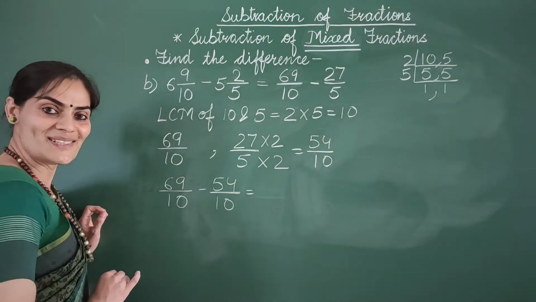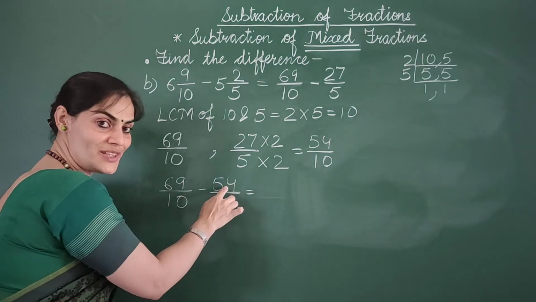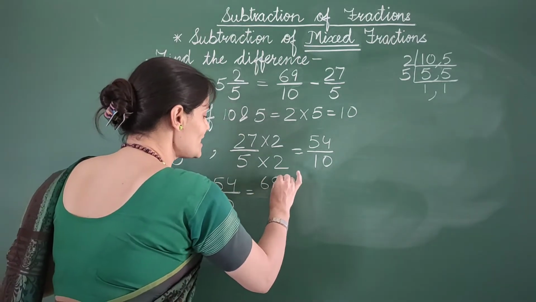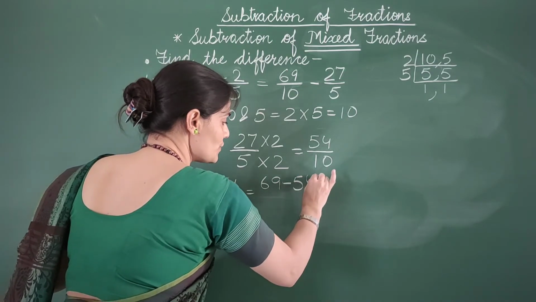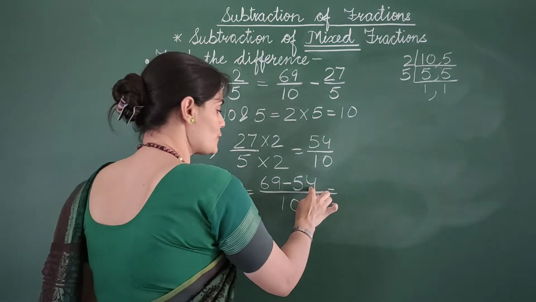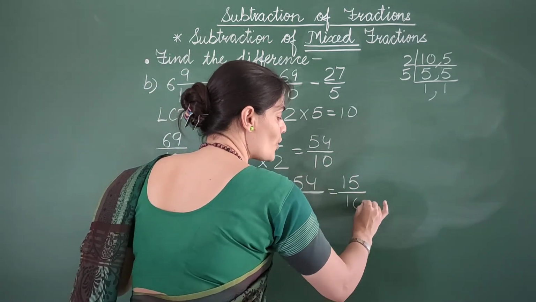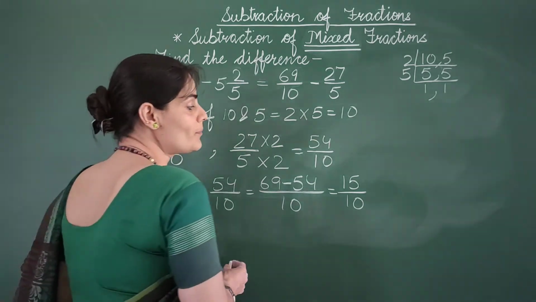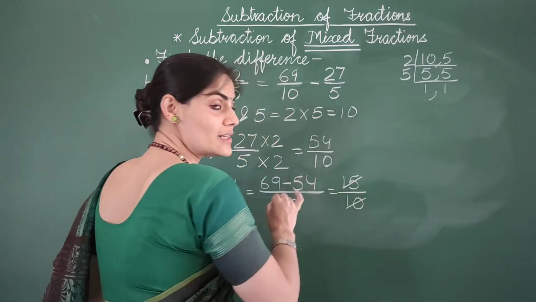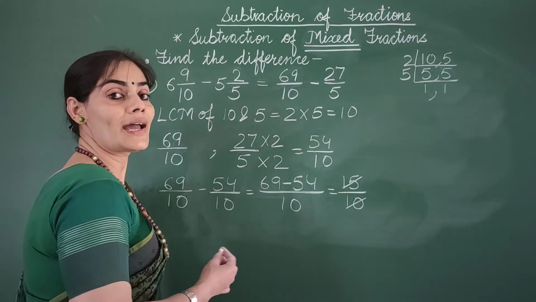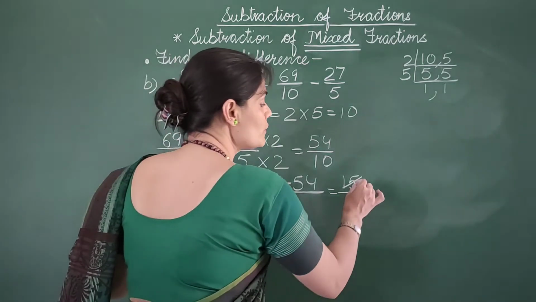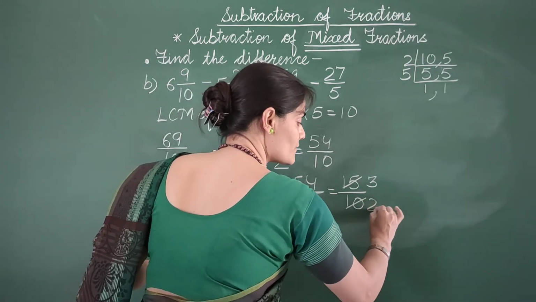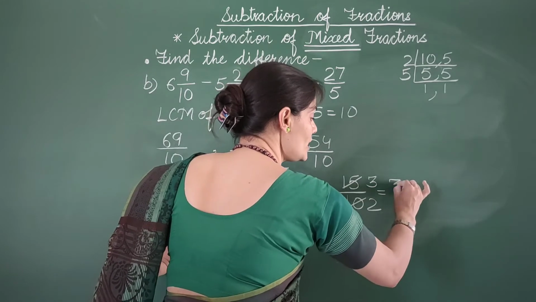And what do we do, my dear students? We'll find the difference between the numerators and we'll write the common denominator. So 69 minus 54 upon 10. 69 minus 54 is equal to 15 upon 10. So let's simplify it. Let's bring it to its lowest form. Now the numerator as well as the denominator can be cancelled by the highest common factor, which is 5. 15 divided by 5 gives us 3 and 10 divided by 5 gives us 2. So it is 3 by 2.